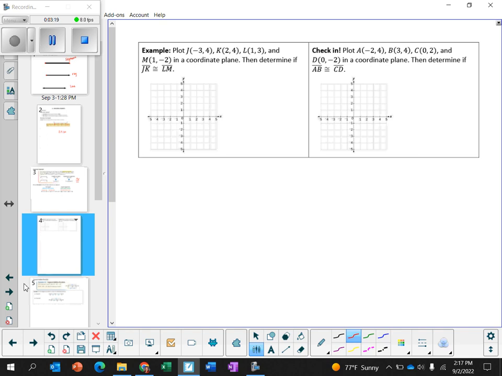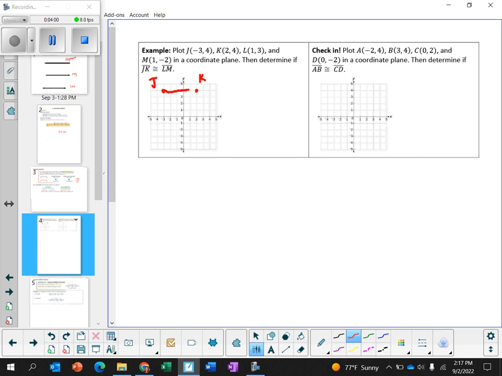So what we're going to do in this, we're going to take these points, plot points J, K, L, and M, and we're going to determine if segment JK is congruent to segment LM, which means we're going to find their measures and compare them. If you recall, when we're plotting points, the first number is how we move left and right, and the second number is how we move up and down. So the point -3, 4 means I would go left 3, and then +4 is up 4. So we would put a point at -3, 4 and call it J. We're going to do the same thing for K. So 2, 4 goes to the right 2 and then up 4.